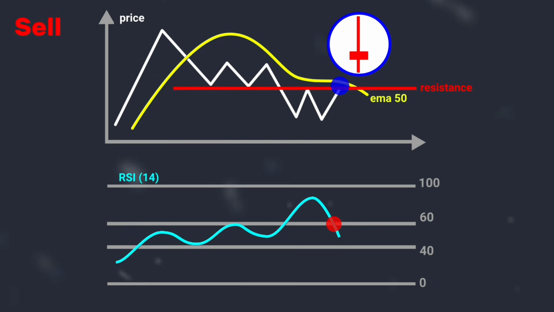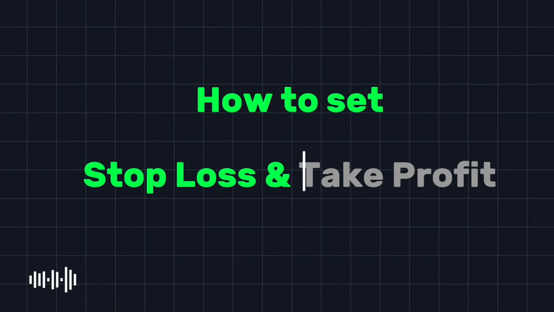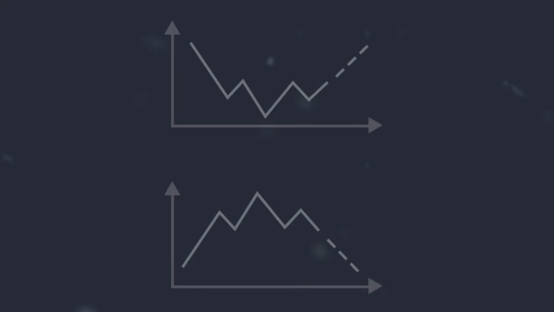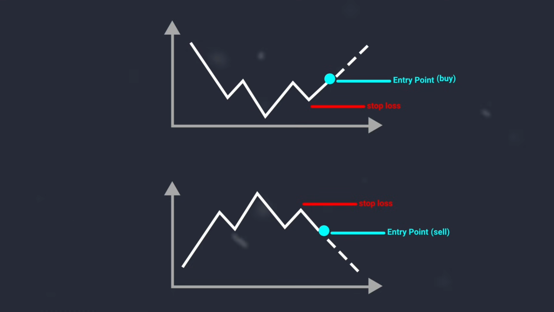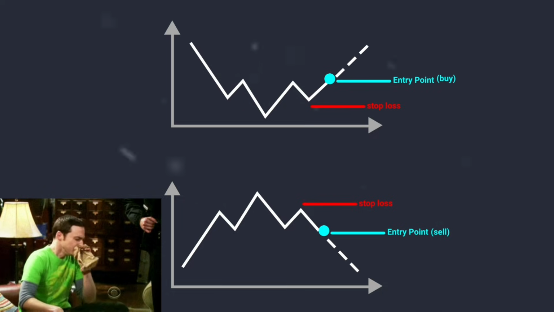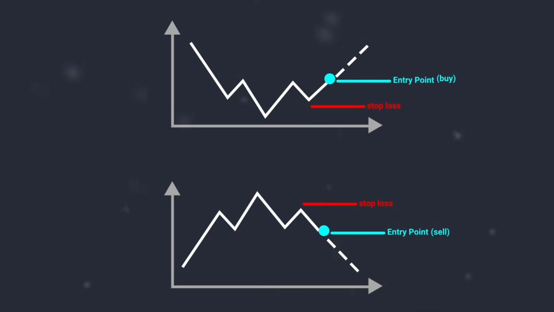How to set stop loss and take profit. When setting up a trade, it's essential to define your stop loss and take profit levels, based on market structure and proper risk management. The stop loss should be placed slightly beyond the most recent swing level, below the swing low for long positions, and above the swing high for short positions. This ensures that the trade has enough breathing room while protecting you from larger losses if the market reverses.